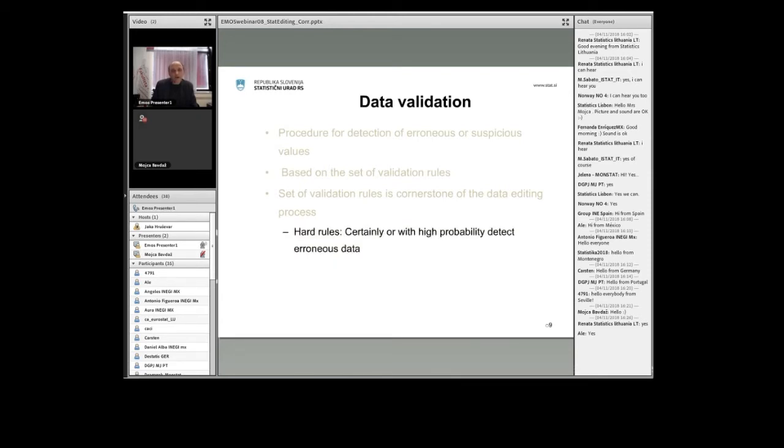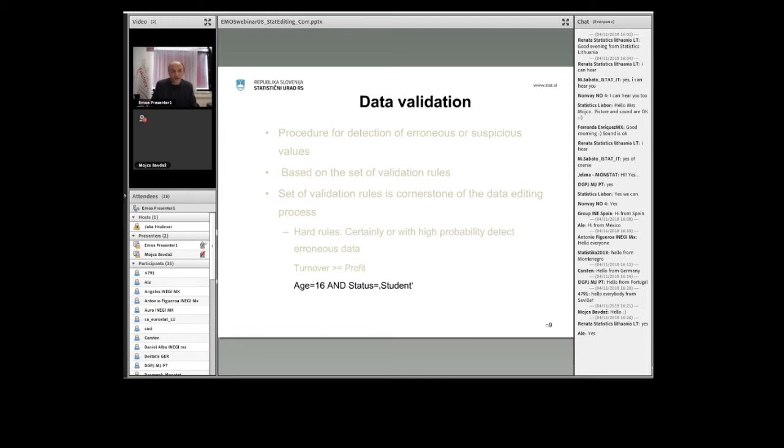Hard rules are the rules that will detect data that are certainly erroneous or that are erroneous with high probability. Let's say one example of this is that the turnover should be larger than or equal to the profit. Another example of such a validation rule is, let's say, this. We have a survey of persons, and the age is 16 and status is student.